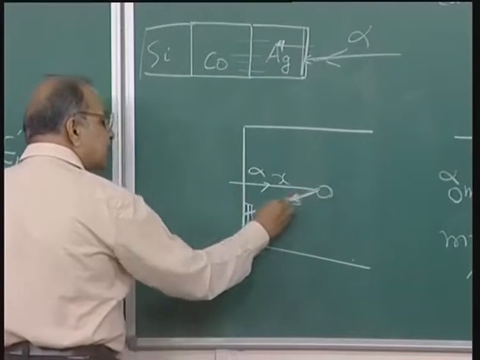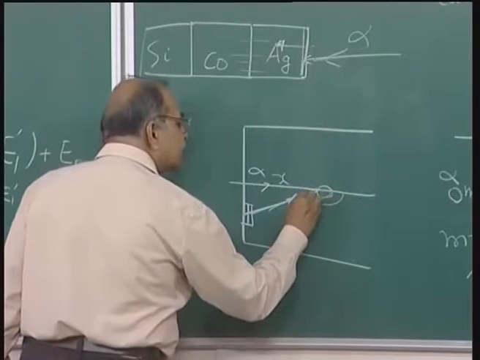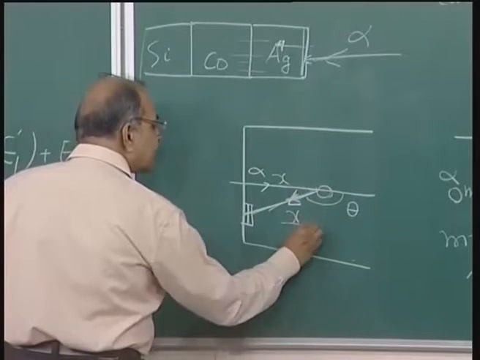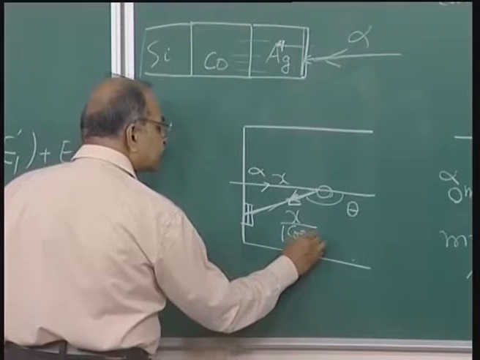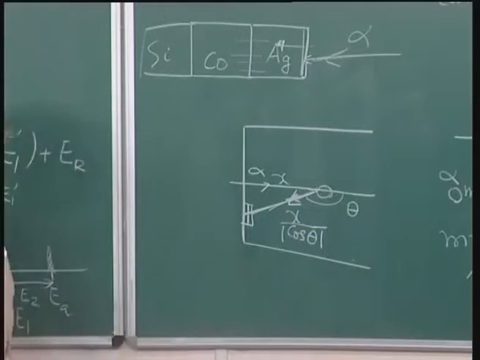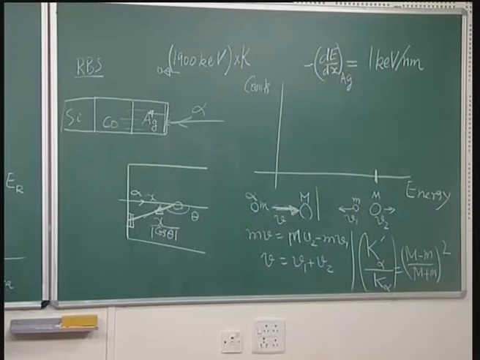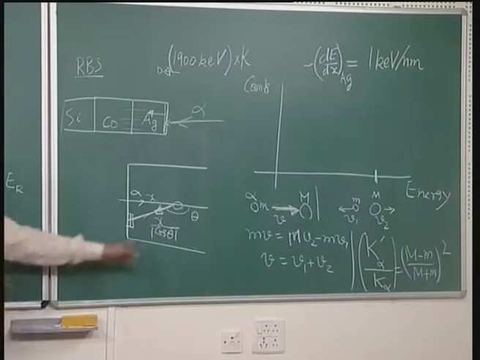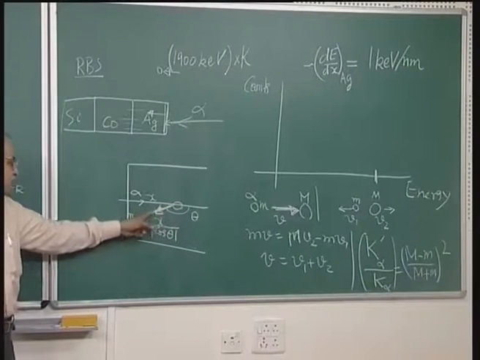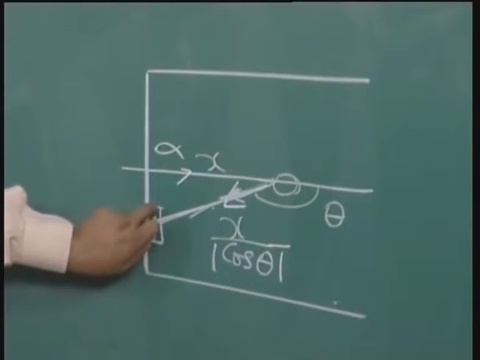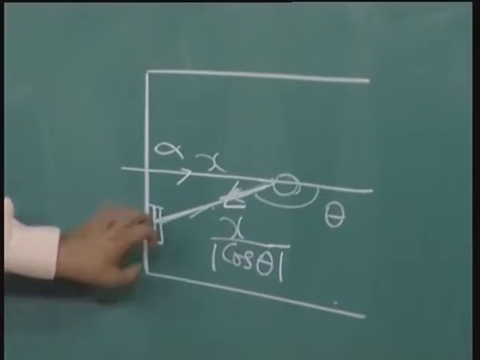So, how much is this distance? If the angle of scattering is theta, then this distance will be x divided by mod of cos theta. So, as it comes back towards the detector, it loses energy, and that energy will be lost during this transit path x by mod of cos theta. Okay. So, how do I get the energy which is received in the detector?